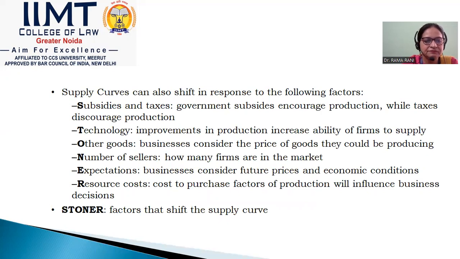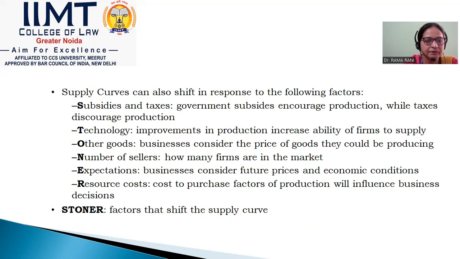The supply curve can also shift in response to the following factors: subsidies and taxes. Government subsidies encourage production, while taxes decrease production. The supply curve shows that if subsidies are provided by the government, it helps production, and taxes reduce production. Because if a tax is imposed by the government on any product, then the supply of that product decreases, because it affects the price of the particular commodity.